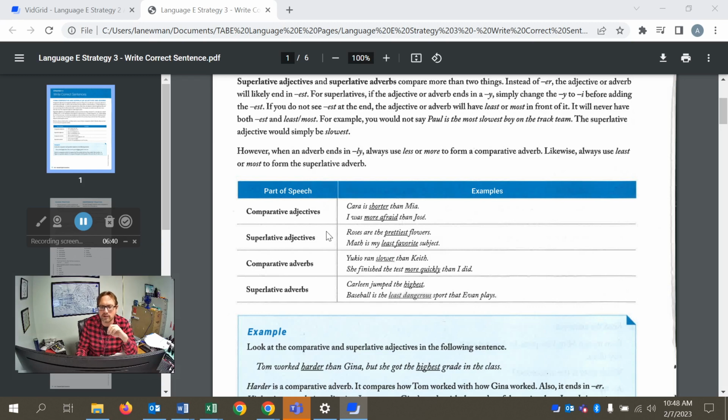Okay, and then we have superlative adjectives. These modify nouns or describe nouns. So, "Roses are the prettiest flowers." Pretty becomes prettiest in superlative form. We've changed the Y to an I. It's a noun, flowers, that's being described, so clearly an adjective. But of course, we also have some that will take "least" or "most," just like in comparative form, "less" or "more." So we wouldn't say, "Math is my..." I can't even form it. "Math is my least favorite subject."